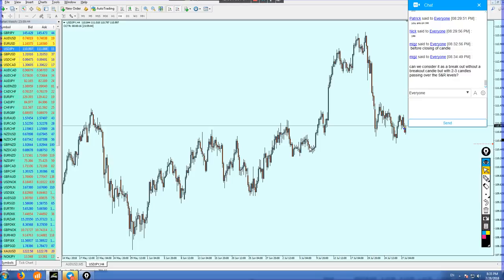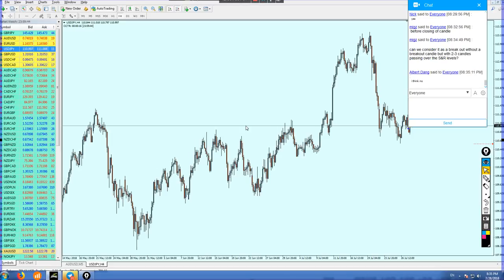Most likely no, you cannot do that. There will be a breakout candle. There will always be a breakout candle. In most cases, or I will tell you, in all cases, there will always be a breakout candle.